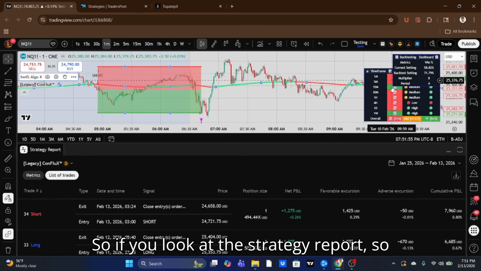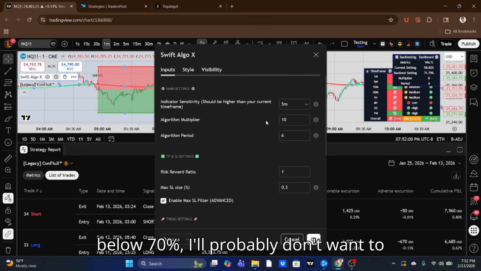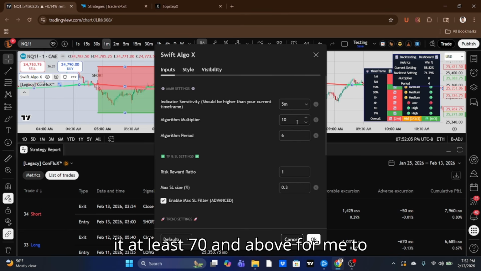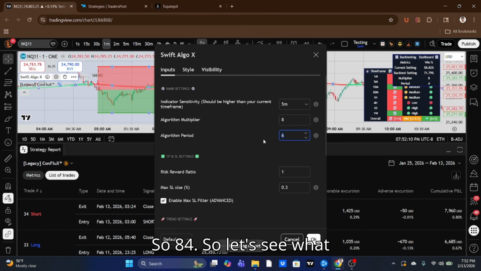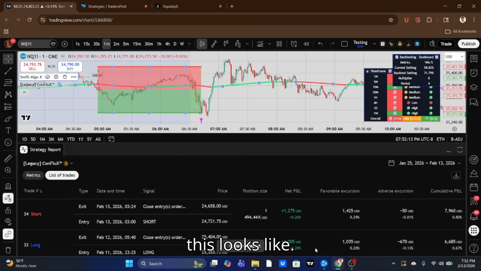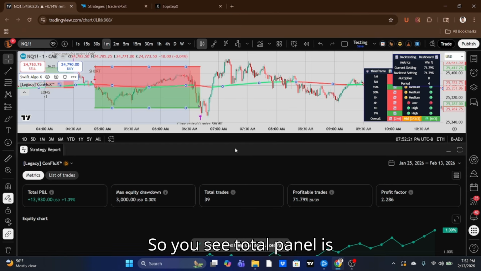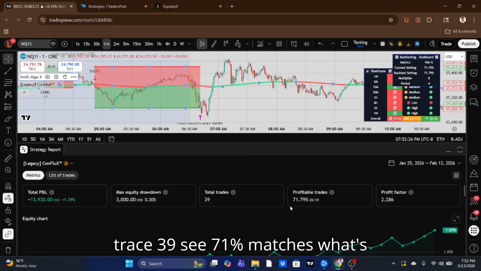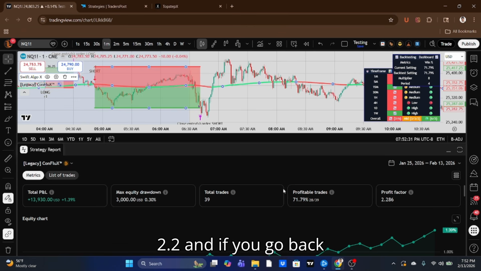So if you look at the strategy report, it's telling me best is 71%. If it's below 70%, I probably don't want to actually enter the trade. I want to keep it at least 70 and above for me to keep my indicator on. So 8, 4. Let's see what this looks like. It's updating. So you see total P&L is over 13,000, max drawdown 3,000, total trades 39. See, 71% matches what's on the dashboard, profit factor 2.2.